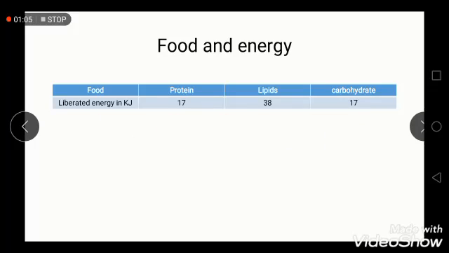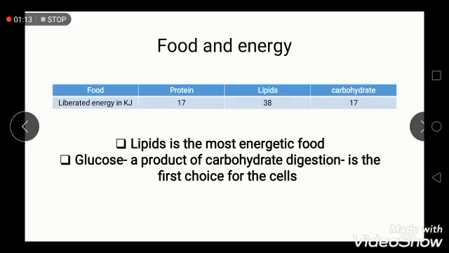According to the table, the most energetic food is the food that will produce the highest amount of energy, which is lipids. So lipids is the most energetic food. But lipids is not the first choice for any cell in order to produce energy.